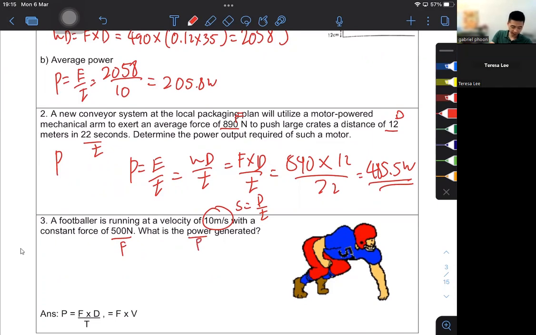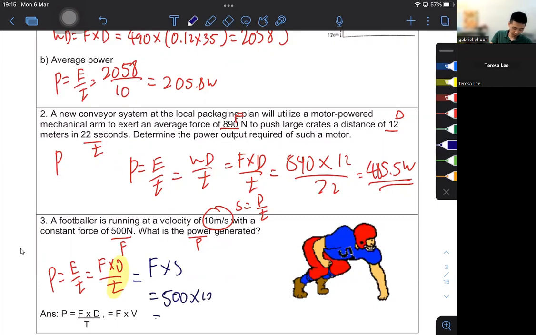Right? Once again, power is equals to energy over time. In this case here, since you're given force, it most likely should be the work done formula, which is force times distance over time. But from here, you're supposed to understand that distance and time is essentially going to be speed, right? Or velocity. So in this case here, it's going to be force times speed, which is ultimately going to give you 500 multiplied by 10, which is going to give you 5,000 watts here. You understand?